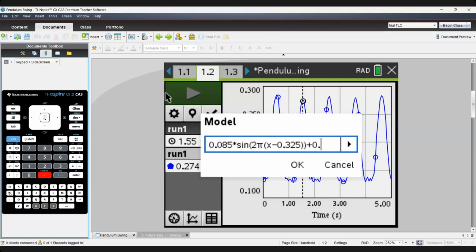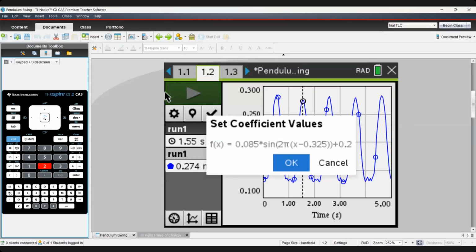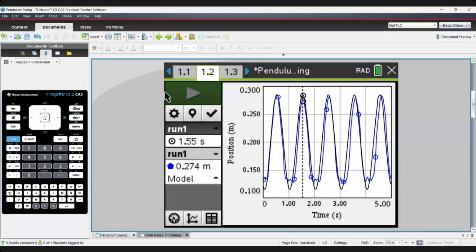And then 0.0, where did it go? 0.02 was my approximate midline. So I'm typing it in. I'm just going to go ahead and press enter one more time. It's just saying, does it want me to set it? Yes, I want it to set.